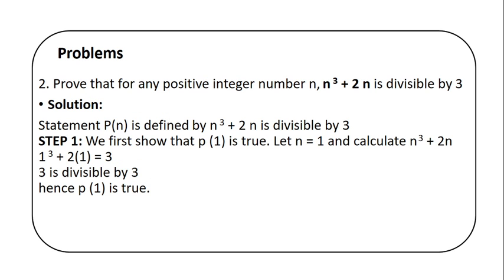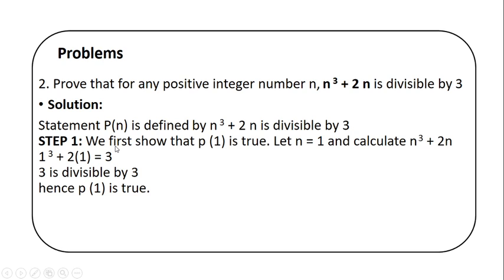The next category of problem is one where the statement is given in such a way that for any positive integer n, n cube plus 2n is divisible by 3. The solution for this problem is, we consider P of n, that is, n cube plus 2n is divisible by 3. Now we have to prove this by mathematical induction.